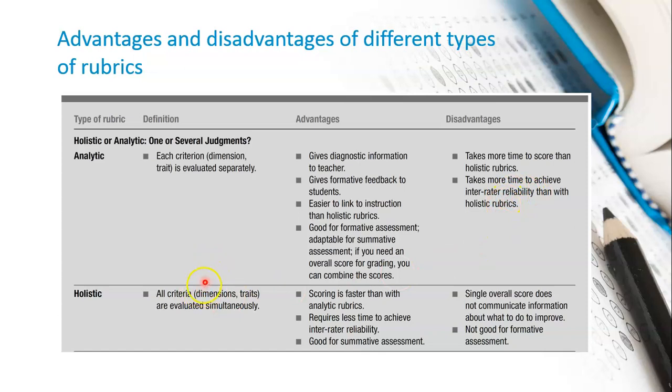For holistic, the advantage is that it is fast. Usually, it is easier to get inter-rater reliability. It is very good for summative assessment, but very bad for formative assessment. It is not easy to communicate with the students what their learning outcome is based on the holistic rubrics. So you can see there is a give and take between analytic and holistic.